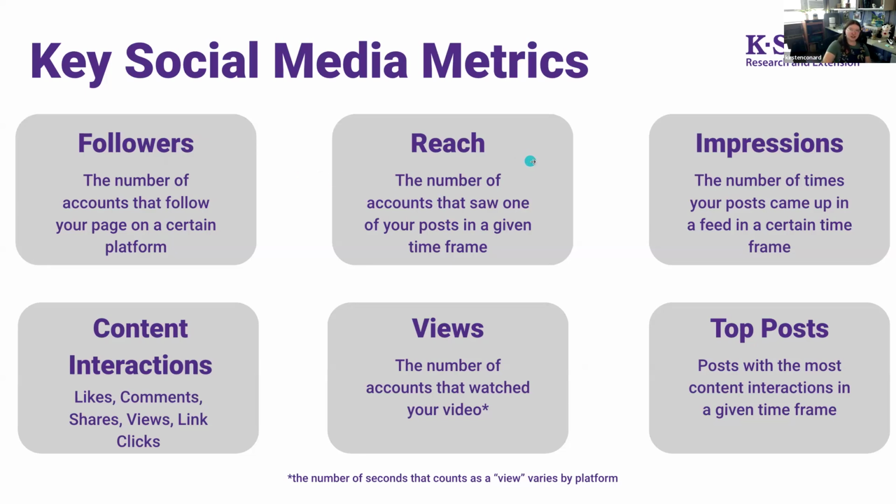Some people think that reach and impressions are the same thing. When I first started in social media, I definitely did. But they actually are a little bit different. And whether you get reach or impressions kind of just depends on the platform, unfortunately. It's much easier to see reach on Meta. So when you're in Meta Business Suite, that's probably the one that you'll be working with. Reach shows the number of accounts or the number of people that saw either one of your posts or all of your posts in a given time frame. You can look at both. Impressions is the number of times your post came up on a feed in a certain time frame.